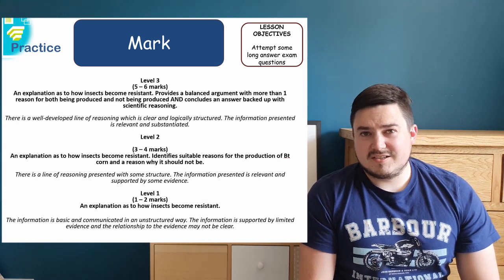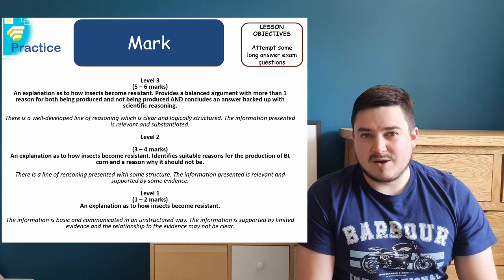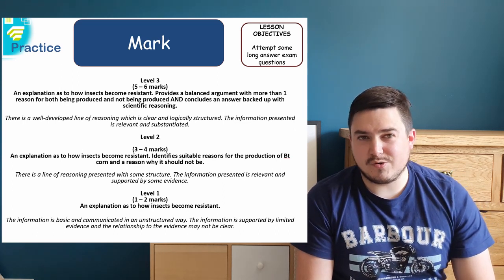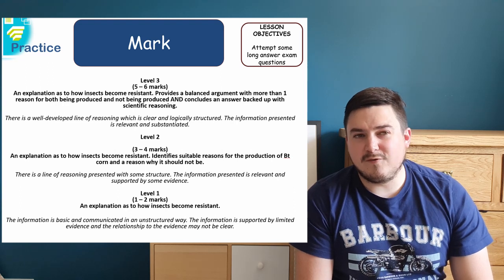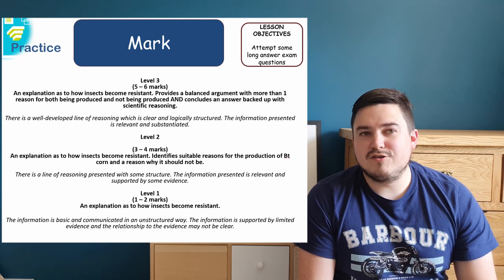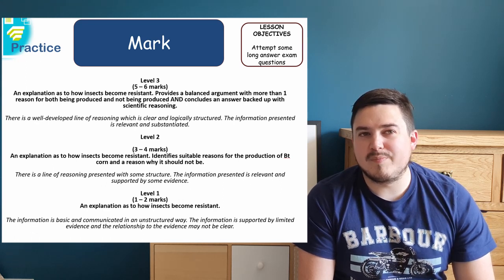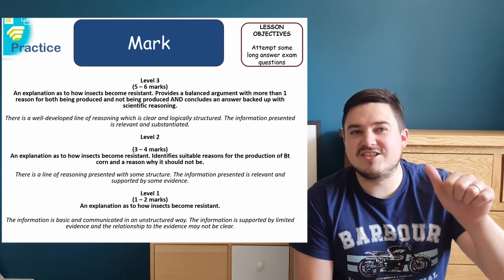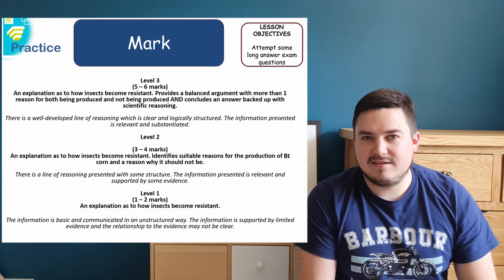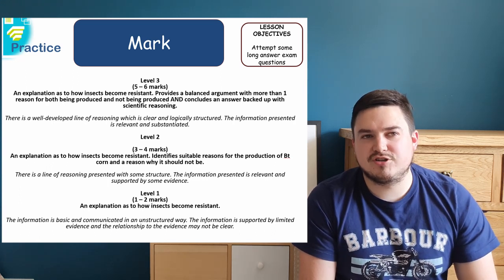For 1 to 2 marks, you will have very briefly explained how the insects become resistant. Okay? 2 marks just for explaining that, if that's all you've done. 3 to 4 marks is going to be for an explanation as to how insects become resistant. You should identify suitable reasons for the production of this corn and reasons why it should not be produced as well. So it should be reasons for the production and a reason why it should not be. Yeah, so what things are good about it and one thing that means we should not produce that.